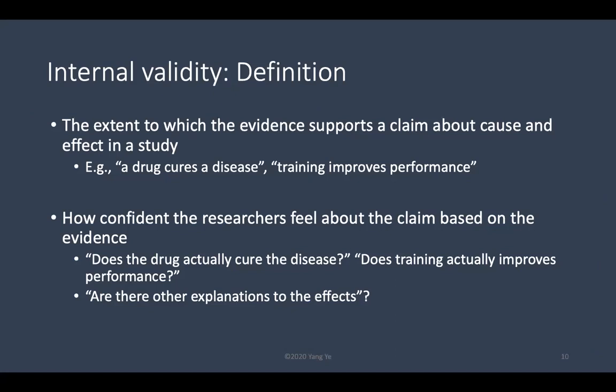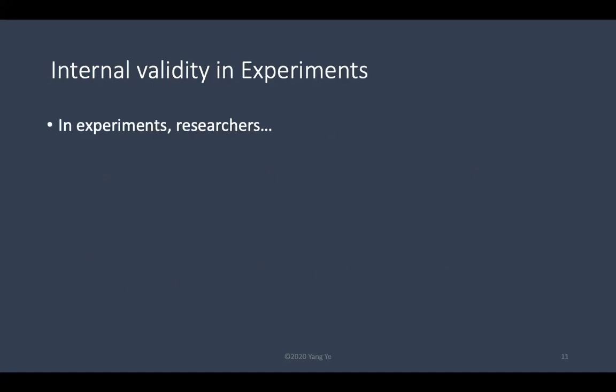So again, let's take a look at each validity more carefully, focusing mostly on internal validity. Internal validity is the extent to which the evidence can support our claim. When we say this drug cures a disease or the training improves performance, are there other ways that performance could have been affected that the researchers failed to consider? The question becomes, are there other explanations, and have these explanations been taken into consideration?